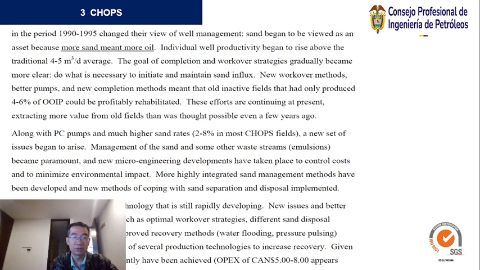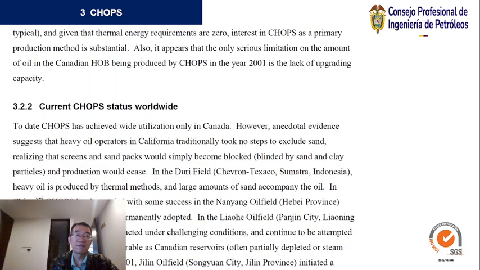Given the low operating cost and the recent gains that have been achieved, and given that thermal energy requirements are zero, interest in CHOPS as a primary production method is substantial. Also, it appears that the only serious limitation on the amount of oil in the Canadian HOB being produced by CHOPS in the year 2001 is the lack of upgrading capacity.